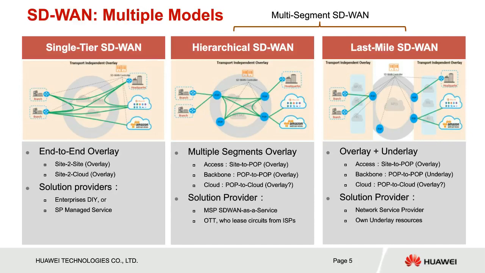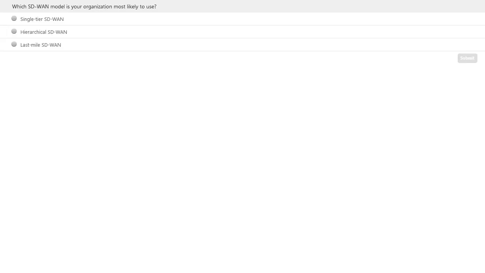Great, thanks, Linda. Now that Linda has given us an overview of a couple of different SD-WAN models, we want to ask the audience: which SD-WAN model is your organization most likely to use? Is it going to be the single-tier SD-WAN, hierarchical SD-WAN, or last-mile SD-WAN? While we give folks a chance to answer this question, I want to ask Linda if she could talk a little bit about what some of the concerns are for these different SD-WAN models.